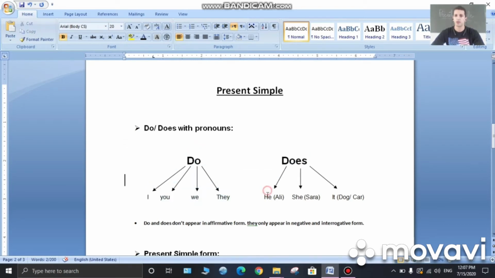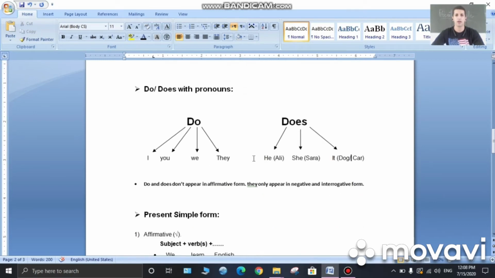Does, we use it with third singular pronouns, which are he, she, it, or the name that replaces them. Like Ali is a male noun and it's singular. Sarah, female noun, singular. And dog, which is an animal, and car, object, and they are singular. Okay, we have a note here. Do and does don't appear in affirmative form. They only appear in negative and interrogative form. You might ask me, what is affirmative and negative and interrogative? And this is what we will learn.